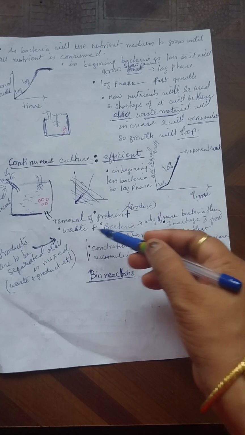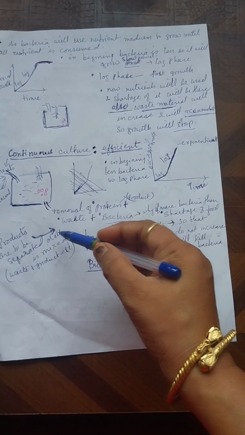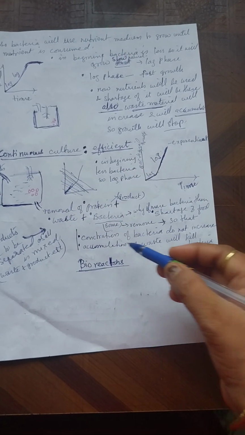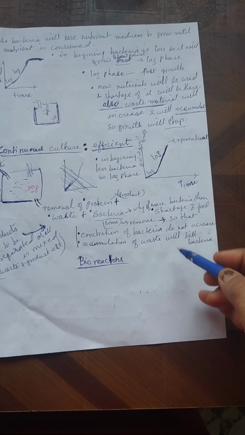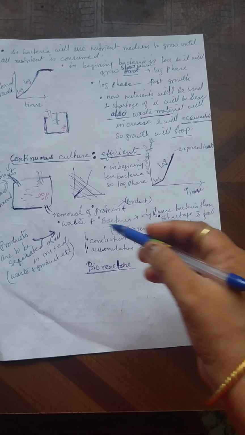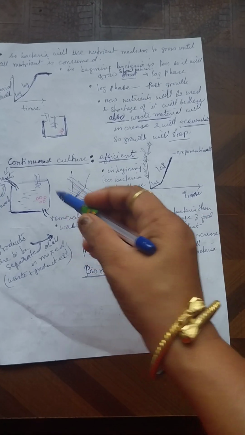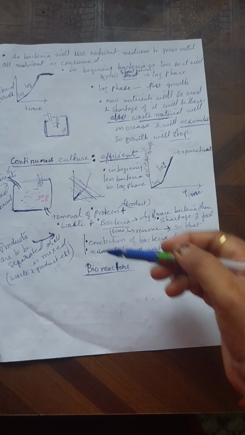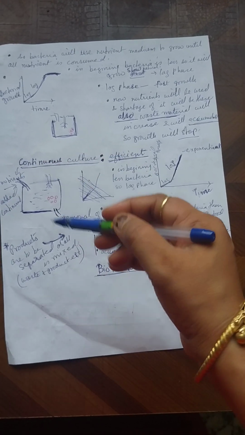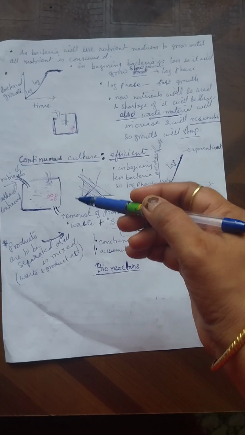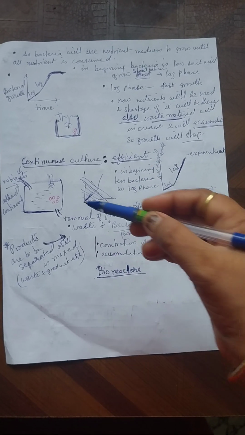Three things are being removed: the protein product which is being formed, the waste generated by the bacteria, because accumulation of waste will kill the bacteria and they will start dying, and also a few bacteria are being removed from this side. Why? If the concentration of the bacteria increases, a shortage of food may happen, though the nutrients are being added, because bacteria grow very fast. So from this side some bacteria will be removed.